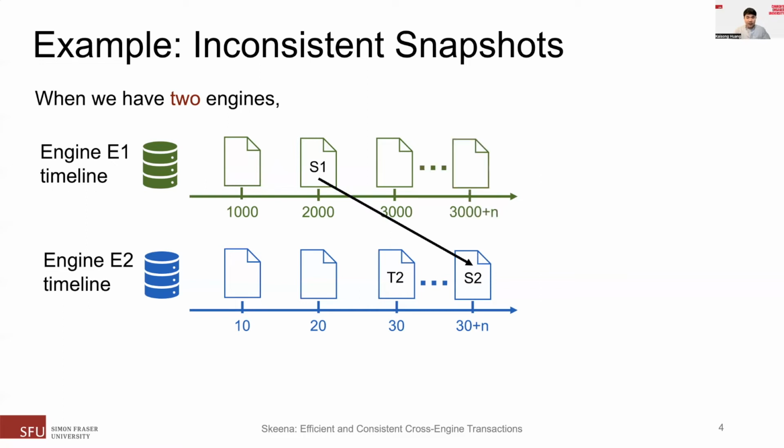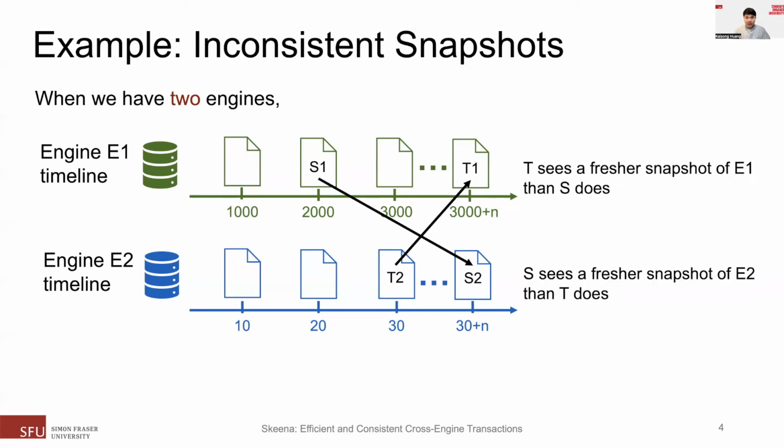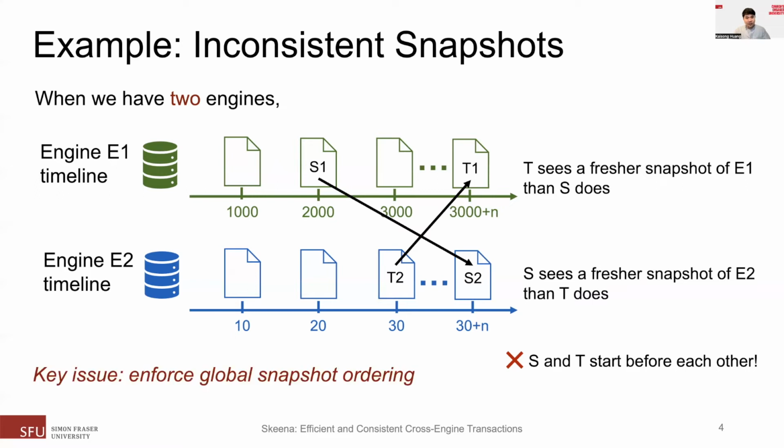Same thing could happen to transaction T. Now it turns out that T sees the fresher snapshot of engine 1 than S does, and S sees the fresher snapshot of engine 2 than T does, which means S and T start before each other, which is never supposed to happen. The key issue here is how to ensure a global snapshot ordering.